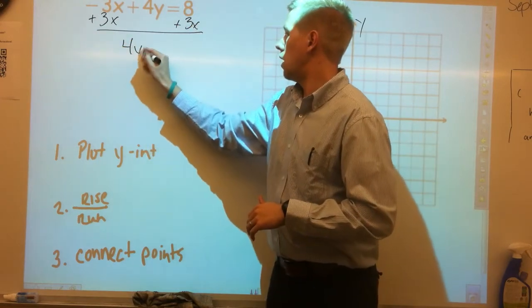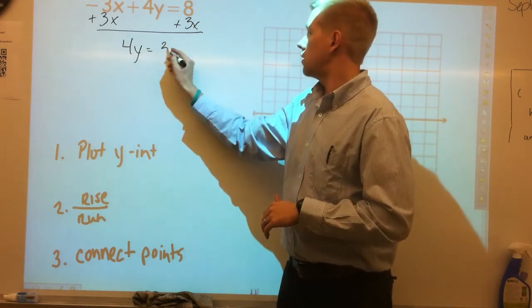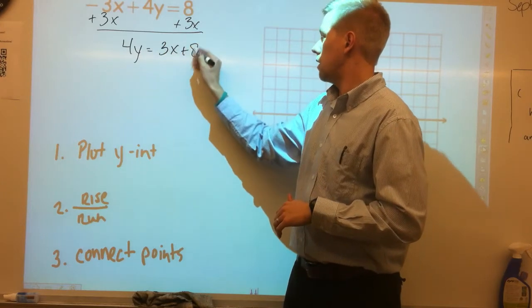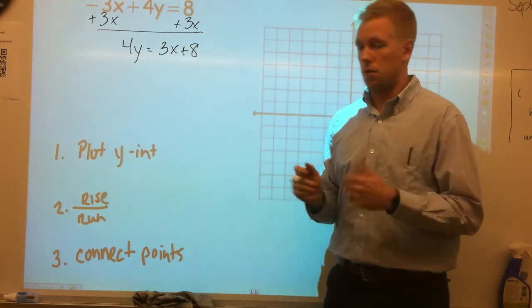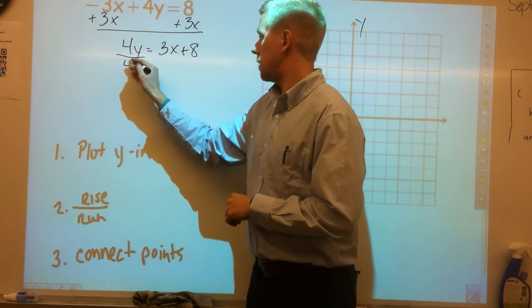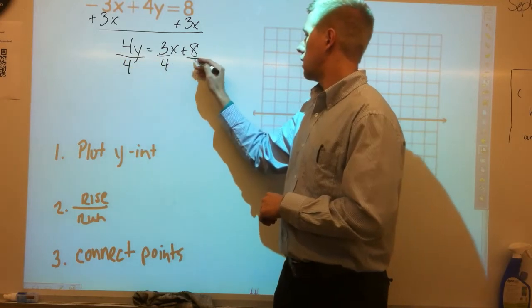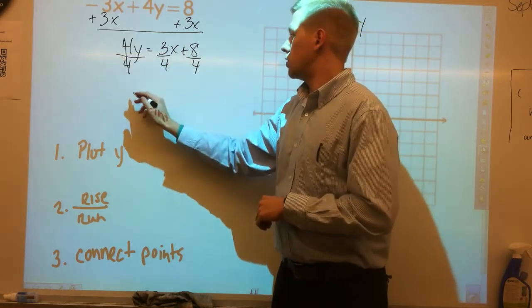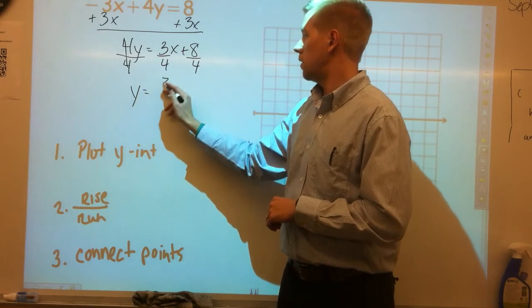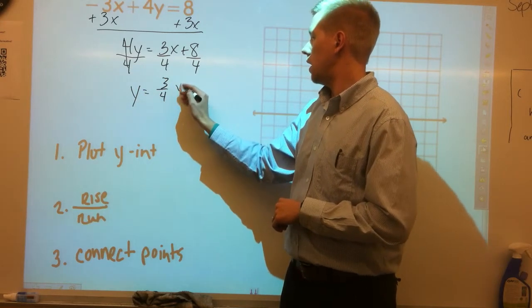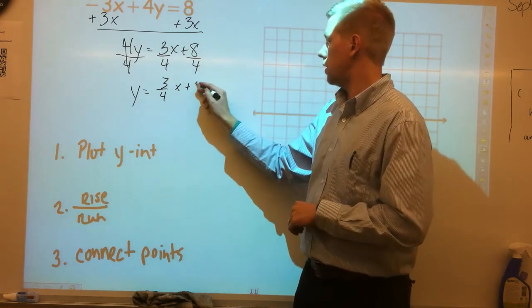Bring down my 4y. 3x plus 8 is what I have left because they were both positive. Now I undo the multiplication by dividing. 4 divided by 4 is 1, equal to 3/4 x plus 8 divided by 4 is 2.